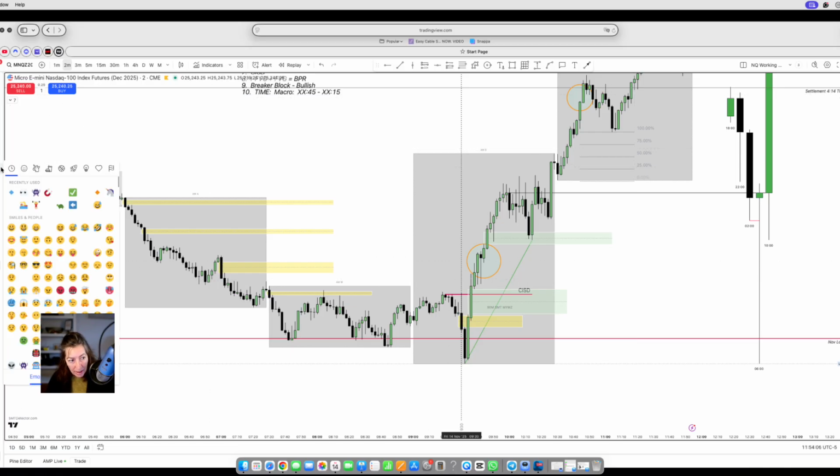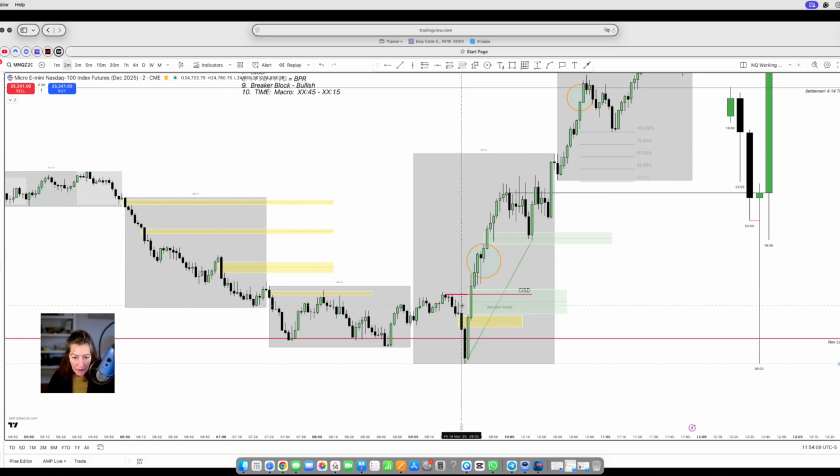So let's take a look at the breaker block here this morning. So we have a low, a high, whoops.